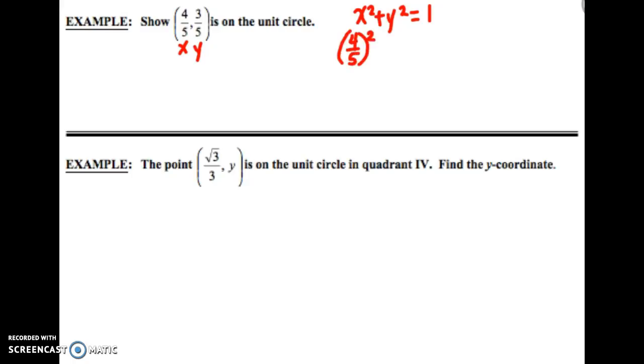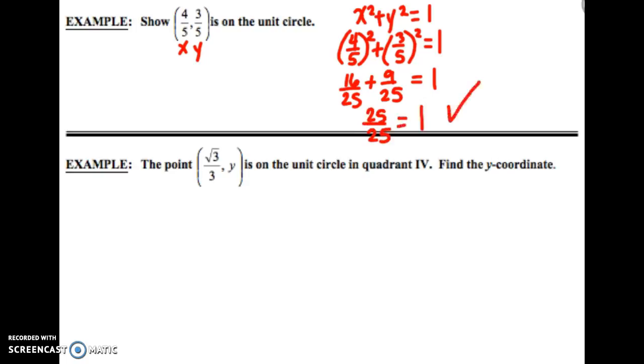Plug in 4/5 for x and plug in 3/5 for y, and I'm going to do a little bit of math. When I square 4/5, I get 16/25. When I square 3/5, I get 9/25. And now that I have a common denominator, I can add these two fractions together. 16/25 plus 9/25 is 25/25, which does equal 1. Since this ordered pair made my equation true, I just proved that it is on the unit circle.